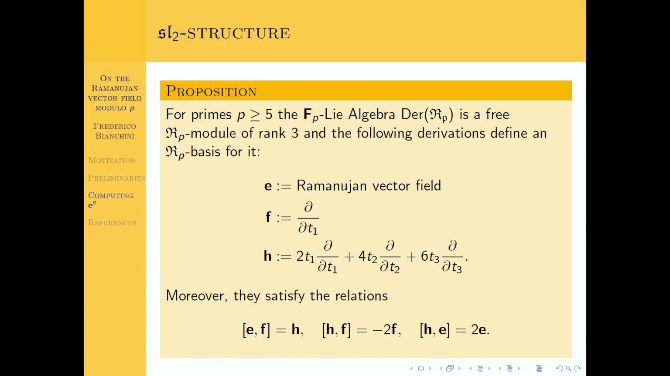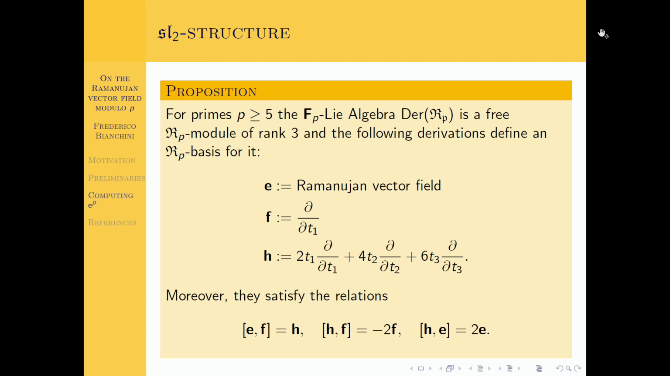Let me continue. E is the Ramanujan vector field. F is just the derivation with respect to T1. And H is like an Euler vector field here, because T1 has weight 2, T2 has weight 4, and T3 has weight 6. And they satisfy the SL2 relations.